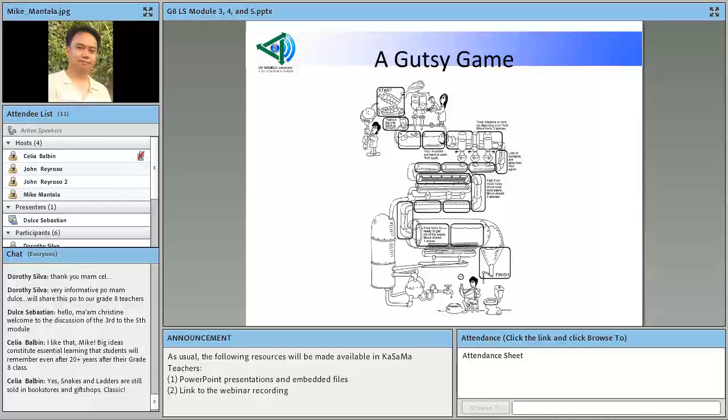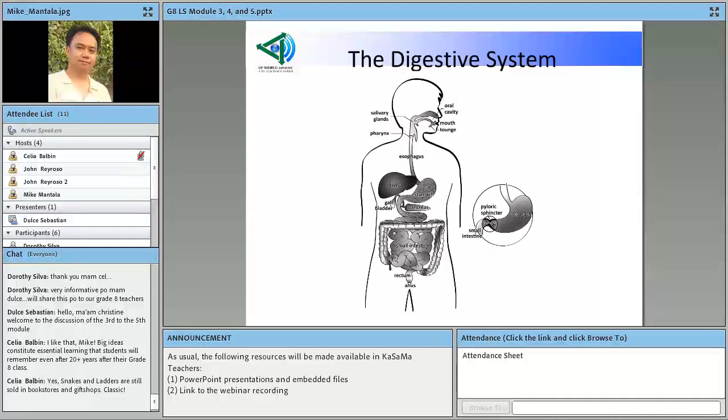Now, what's important is that they are made to understand that these tokens are used as an analogy for the foods they eat. Okay, and the spaces in the board game are just an analogy of the different structures of the digestive system. Okay, so there are disadvantages to the use of analogies, foremost of which is the fact that the students do not get a feel of the real thing.